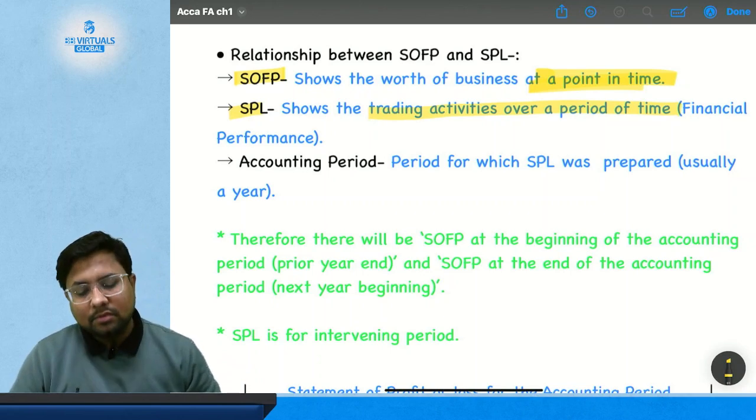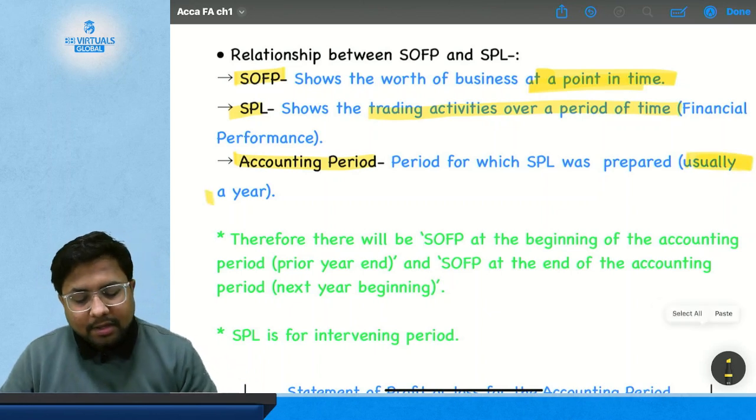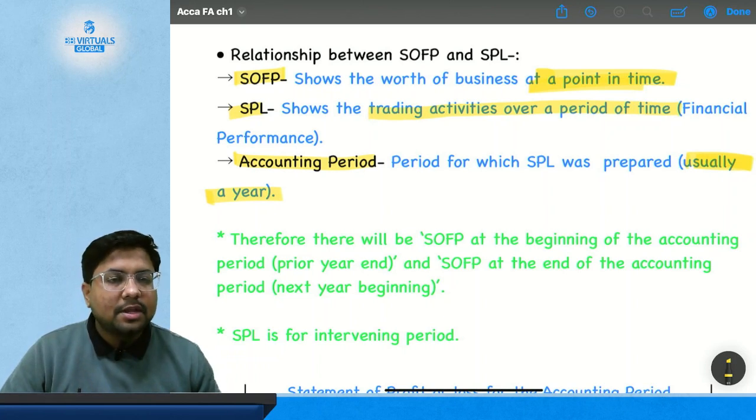Now comes the accounting period. An accounting period is usually a year. Suppose my financial year starts from 1st of January, then 1st of January to 31st of December will be my accounting period.